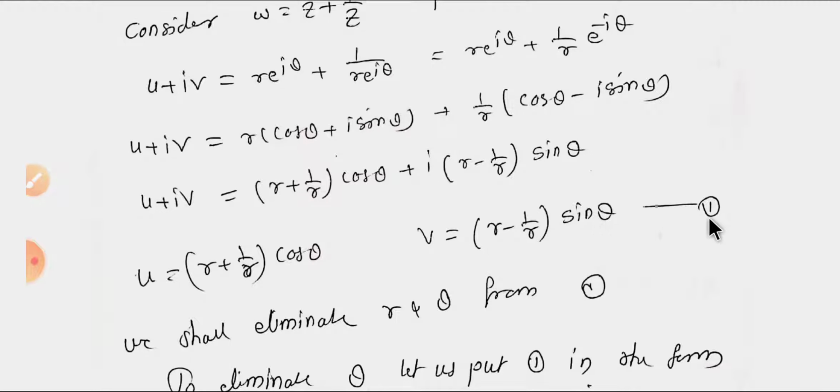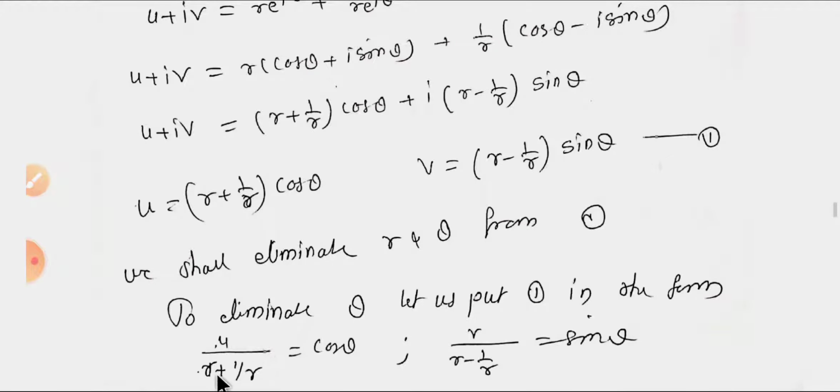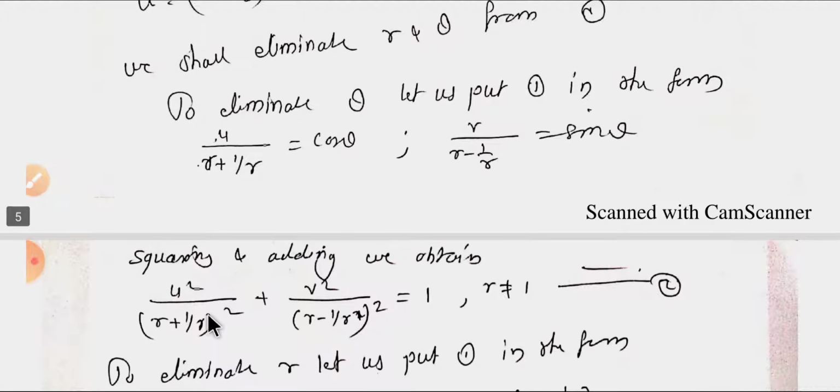Consider equation 1. Now we shall eliminate r and theta from equation 1. To eliminate theta, let us put 1 in the form u by r plus 1 by r equal to cos theta and v by r minus 1 by r equal to sin theta. So squaring and adding, we get u square by r plus 1 by r whole square plus v square by r minus 1 by r whole square equal to 1, since cos square theta plus sin square theta is 1.